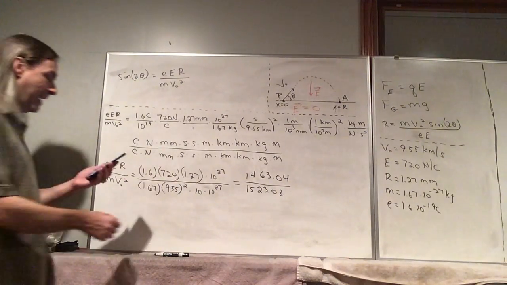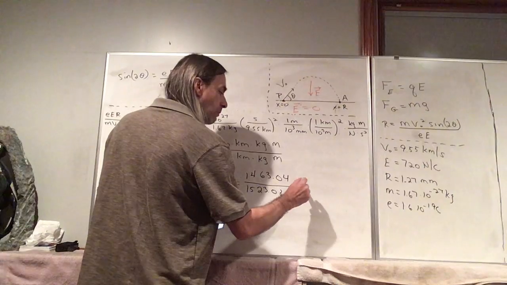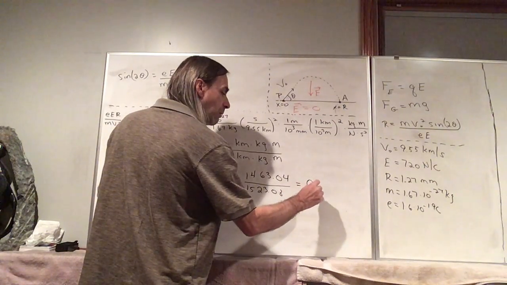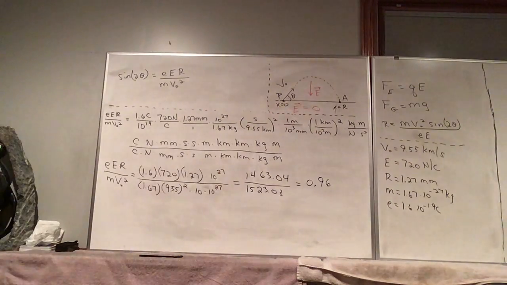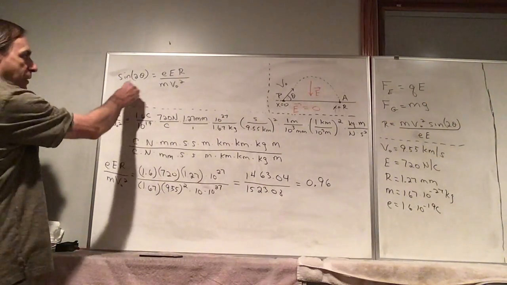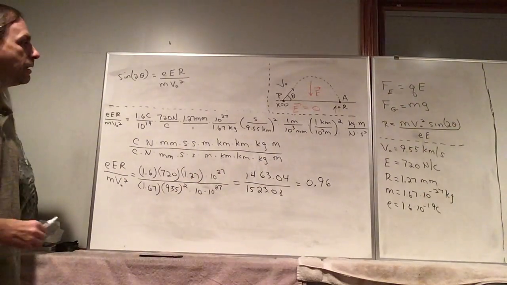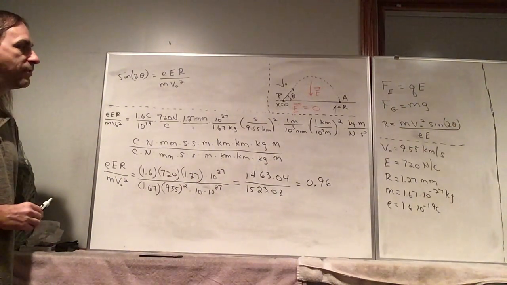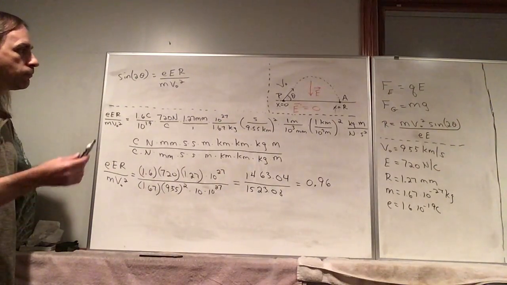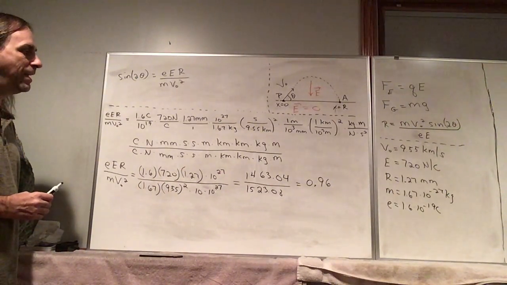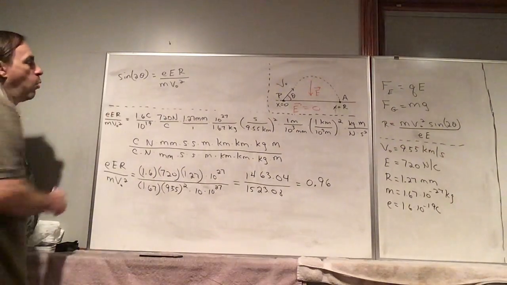I'm getting 0.96. So that's very close to 1. And sine of 90 degrees is 1. So we should expect nearly a 45-degree angle, and that would be one answer.